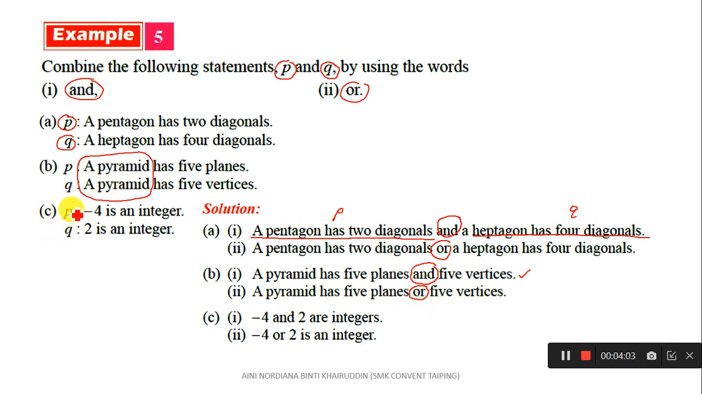For C, the first statement: -4 is an integer, Q: 2 is an integer. So these have equal words, so we just write them once. We add the word "and": -4 and 2 are integers. With "or": -4 or 2 is an integer.